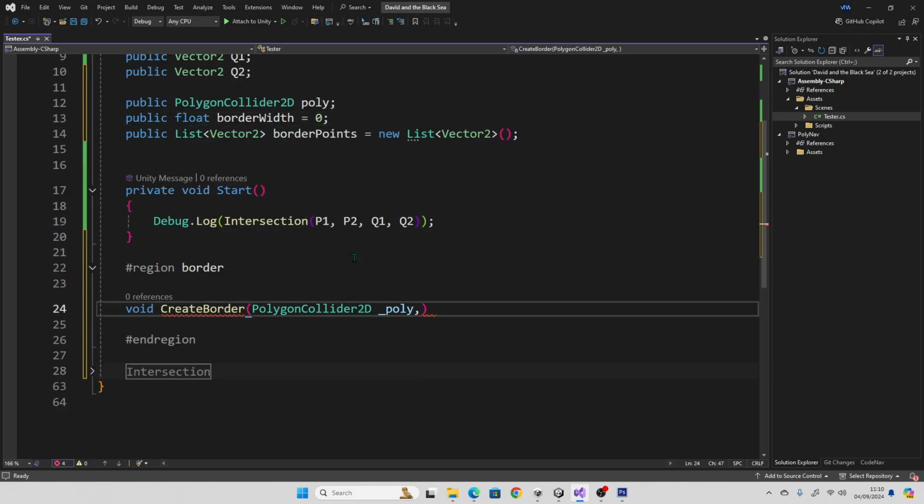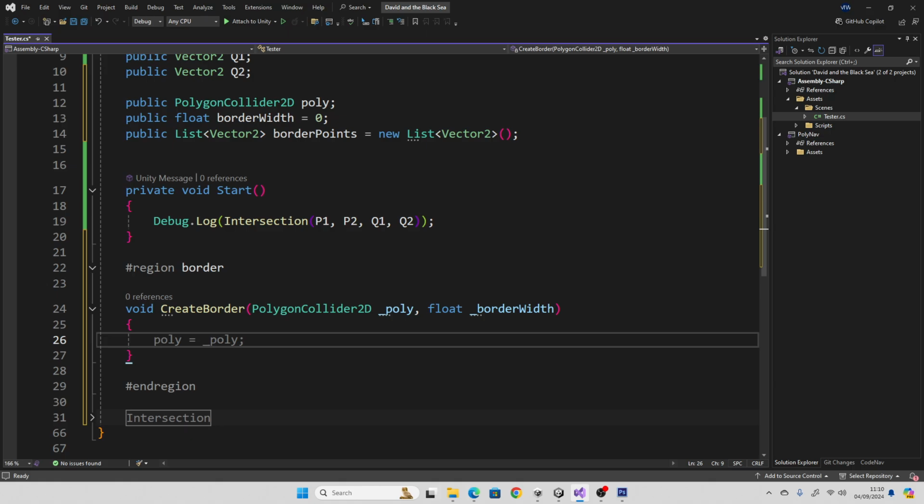And we also need to put in our float border width. Move Photoshop over to the other window. All right, let's store some of our polygons into, let's do an array. So vector two, and can't use the same as that. So let's just call it points.